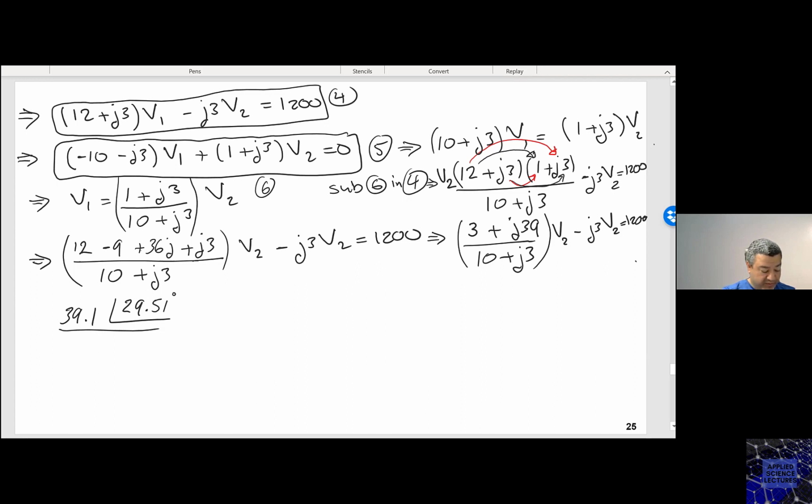The magnitude is square root of 10 squared plus 3 squared, which is 10.44, and the angle is also in the first quadrant. Tan inverse of 3 divided by 10, which is 16.7 degrees.